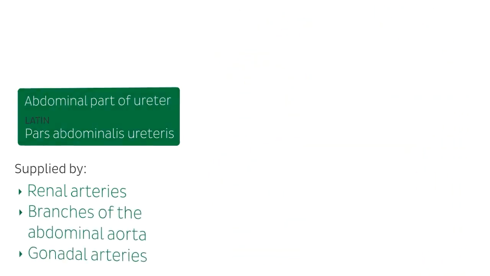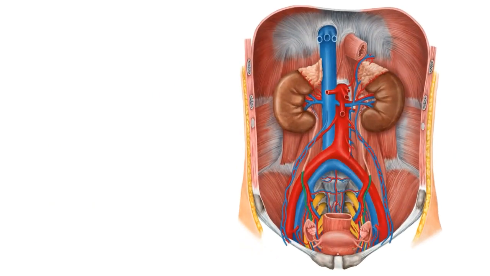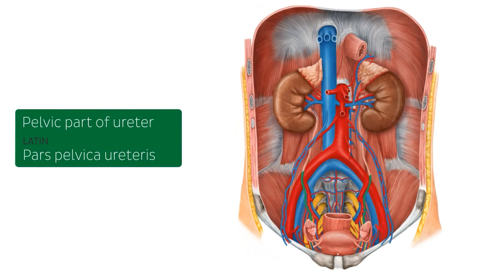And going further down, we're going to see this part here that I mentioned before. This one is known as the pelvic part of the ureter because, as you would expect, this is the actual portion of the ureter that enters or is found within the pelvis. As you can see here, they cross the common iliac arteries, which you see here on the image. And from here, the ureter then travels downwards before entering the urinary bladder.